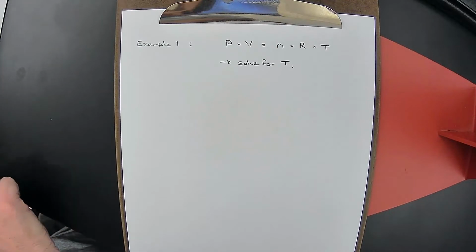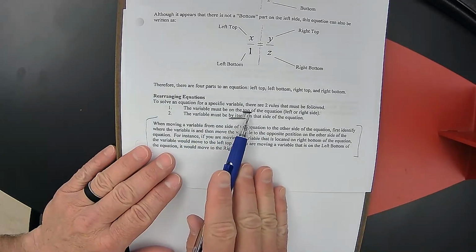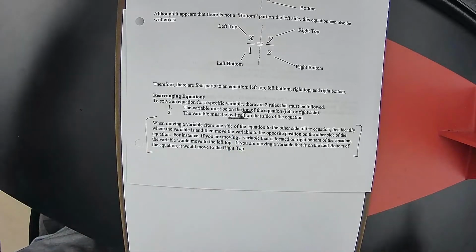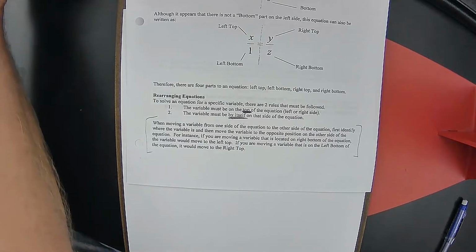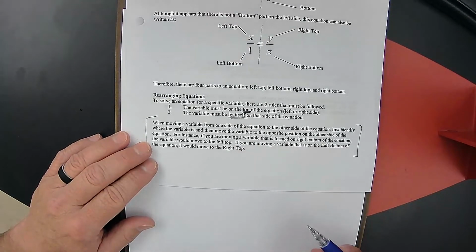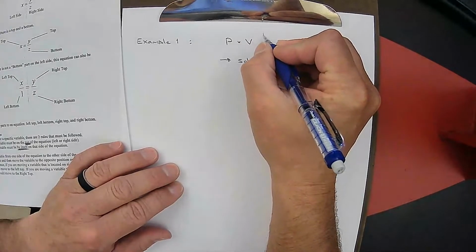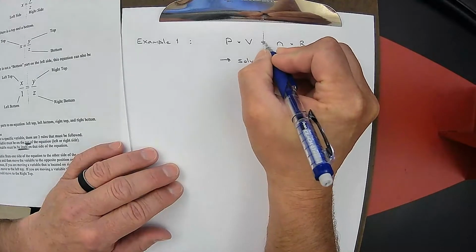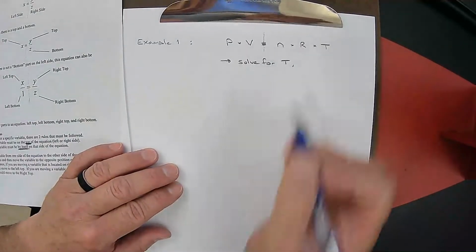There are 2 rules when solving for an unknown variable. The first is the variable must be on top of the equation, and secondly, the variable must be by itself on that side of the equation. Previously, we talked about how you could take this equation and draw a dotted line right through the equal sign to have a left side and a right side.